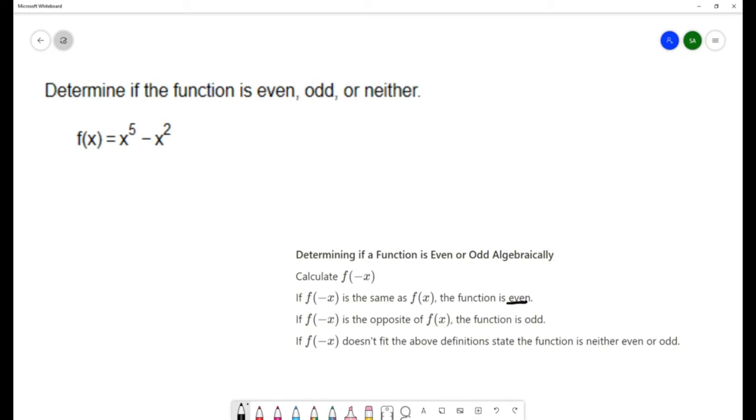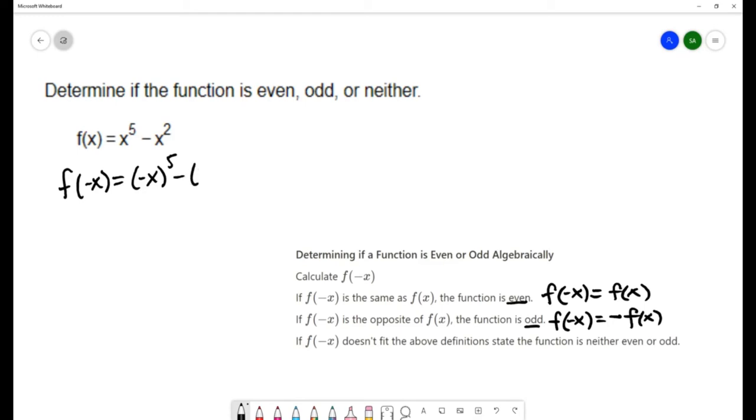The definition of even has f of negative x equal f of x. And the definition of odd has f of negative x equal negative f of x. So let's do that calculation. We have f of negative x equaling negative x to the 5th minus negative x squared. And then we're going to simplify. So on negative x to the 5th, we have an odd power. So that means I have an odd number of negatives, so it'll be a negative.